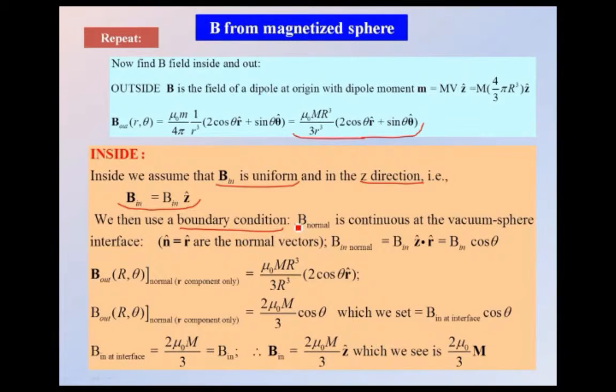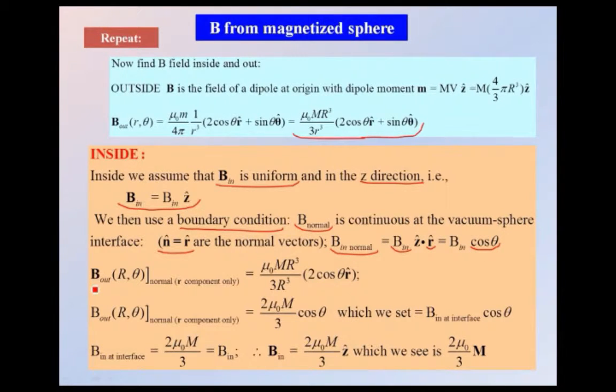We're going to show that the B normal is continuous at the interface. In this case, it's the vacuum magnetic material interface. Realize that for the sphere then, the n hat vector is just the r hat vector. Those are the normal vectors. If we take this B in normal, that's going to be equal to the B in z hat dotted into the r hat vector. Given that this is what we're after, it's sitting here, and the dot product of these two unit vectors will just be the cosine of theta.